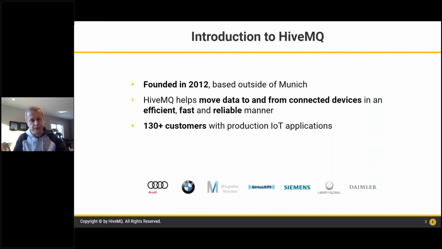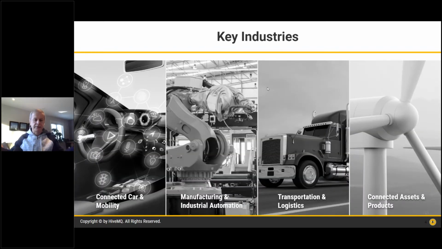We're going to be focusing on the manufacturing use case, but we have a large number of customers in production today with IoT applications. Just to give you a sense of the different types of use cases we address: if you buy a BMW or an Audi car today, all the connectivity between the car and the cloud is done through HiveMQ. So connected car mobility is a big use case for us.